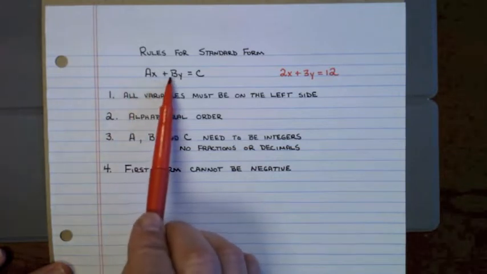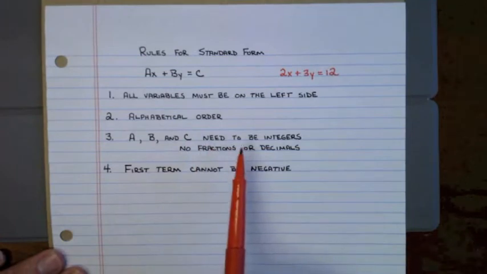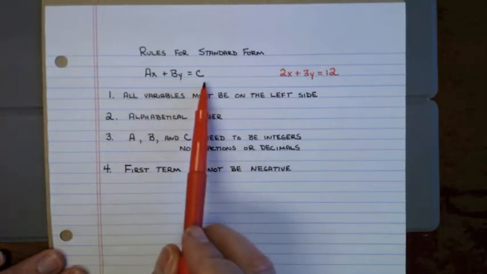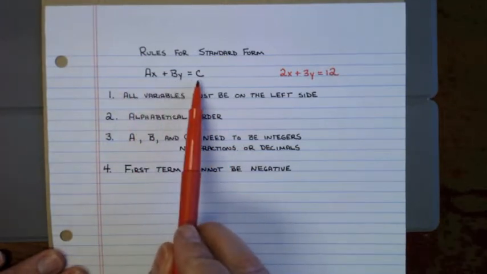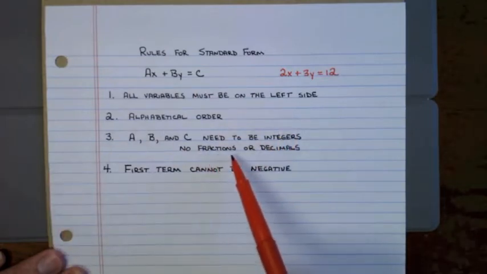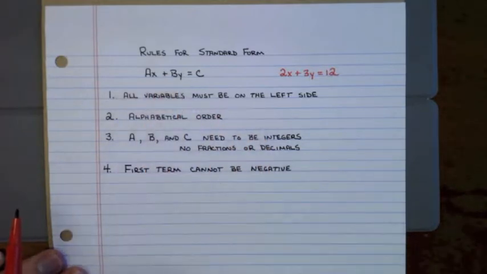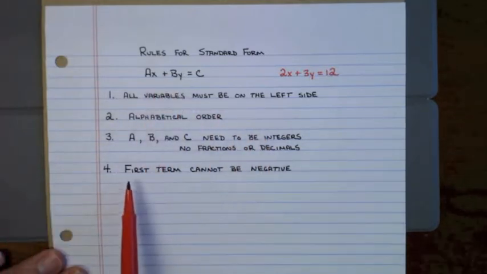We've got numbers that go right here. These numbers are a, b, and c. These numbers need to be integers. That means they can't be fractions and they can't be decimals. We're going to go over what to do when they are fractions and how to get rid of those fractions in these equations. And the last rule, the first term cannot be negative.